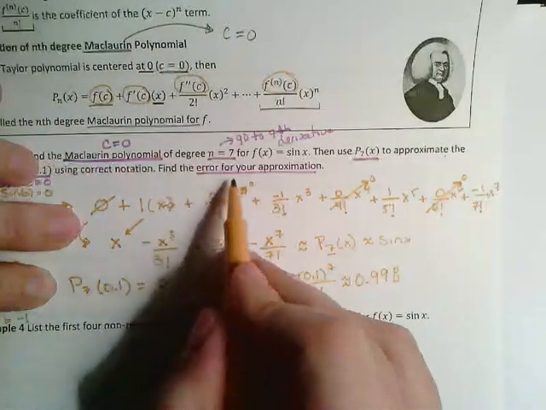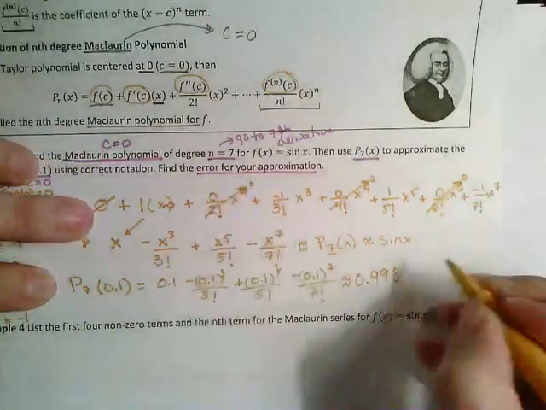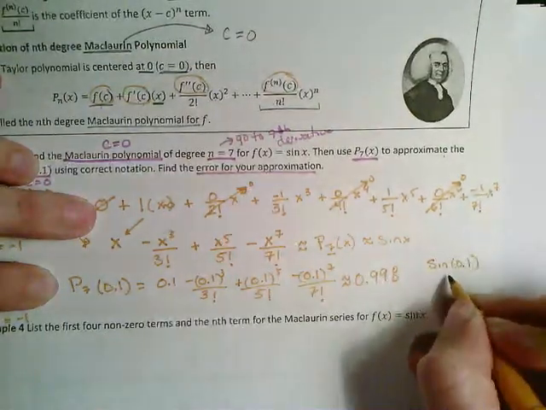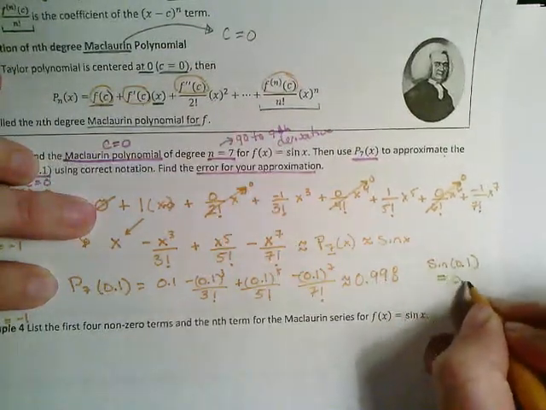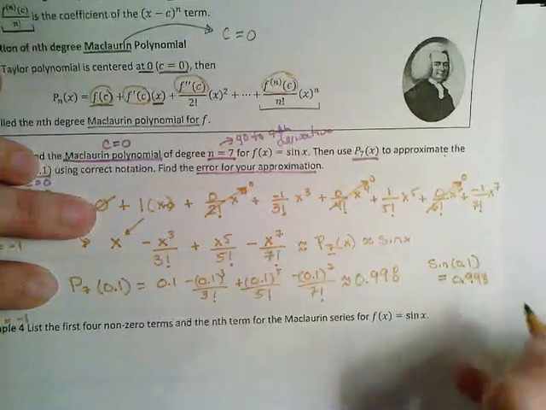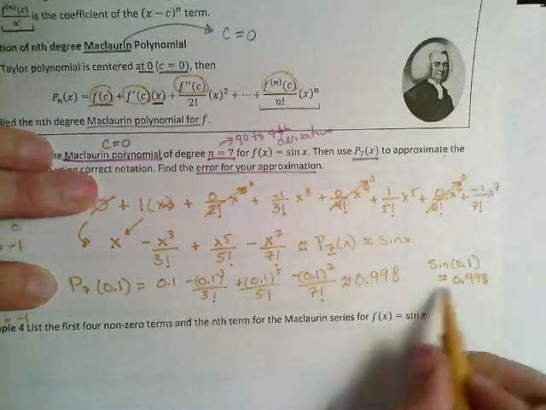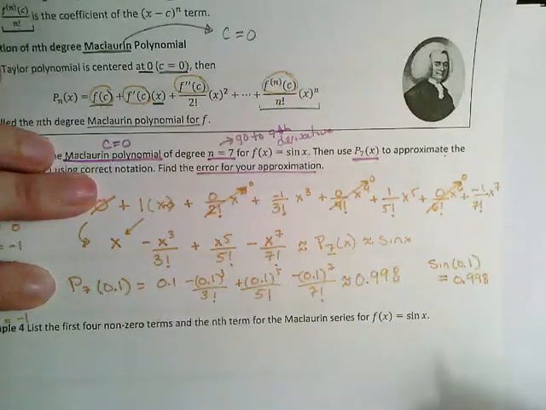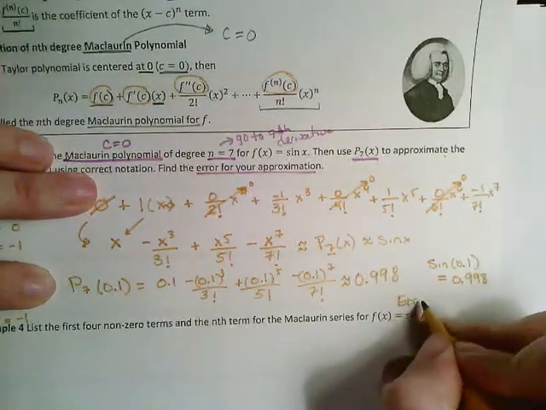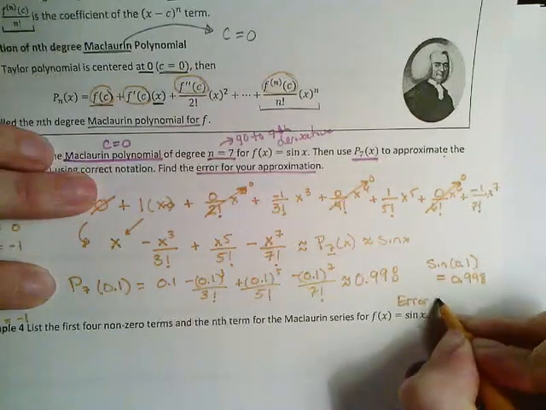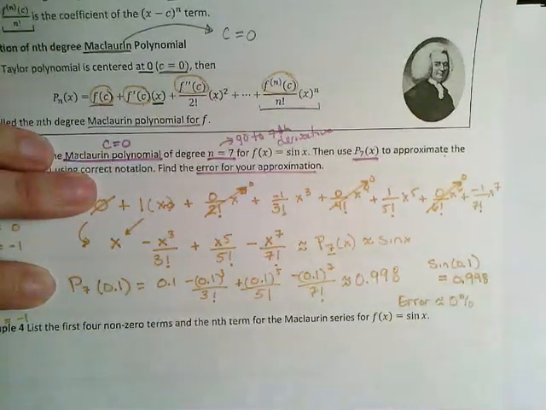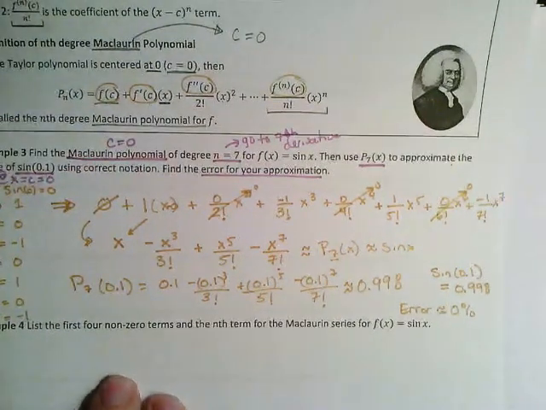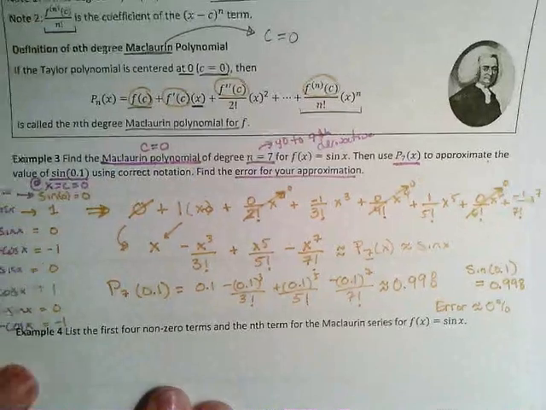Now to find the error for your approximation, you do sine of 0.1 directly into the calculator, and it actually gives you 0.998. So what do you notice here? What is the error from our approximation to our actual function? It's almost 0. So the error is approximately 0%. And that's why we use Taylor polynomials.